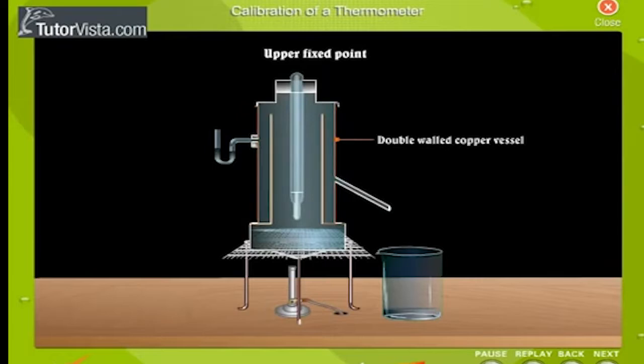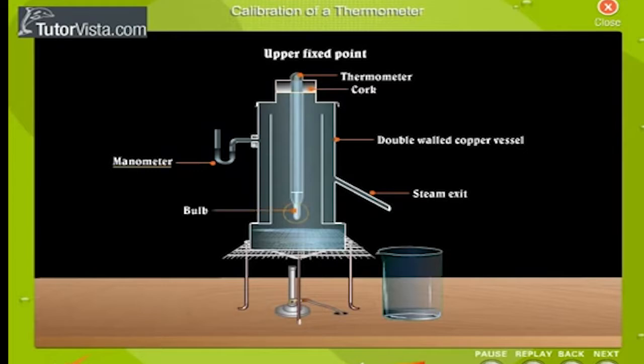Hypsometer is a double-walled copper vessel having two side tubes, one for the steam to escape and the other for a manometer. The manometer indicates the difference in the pressure inside the chamber and the atmosphere. The thermometer to be calibrated is inserted inside the hypsometer through the cork at the top such that the bulb of the thermometer remains above the surface of the water in it.